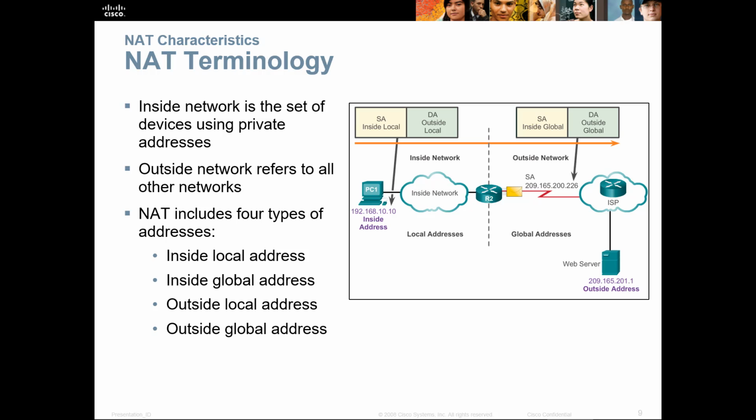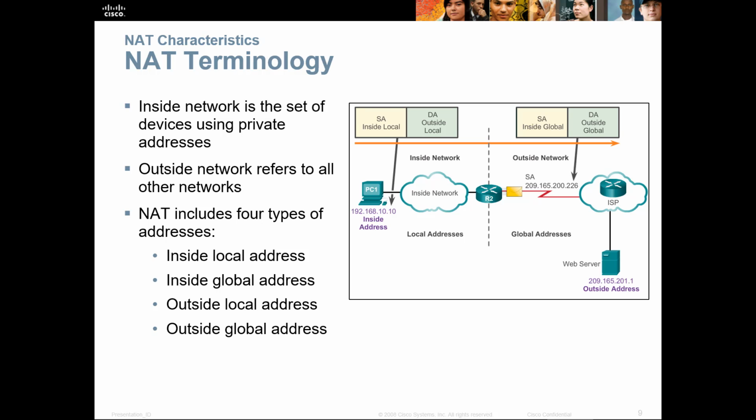Outside local address. That is the IP address of an outside host as it appears to the inside network, not necessarily a legitimate address. It is allocated from an address base routable on the inside. Lastly, outside global addresses. Those IP addresses are assigned to a host on the outside network by the host owner. The address is allocated from a globally routable address or network space, a legitimate public address.